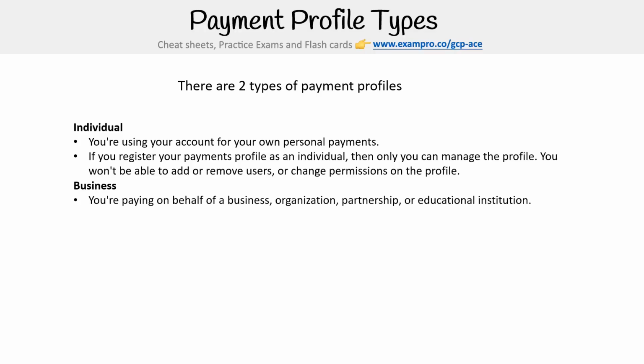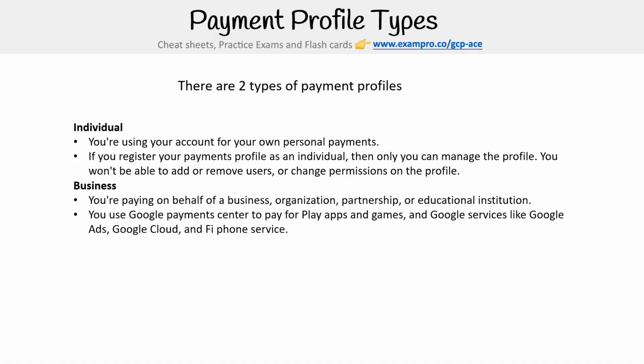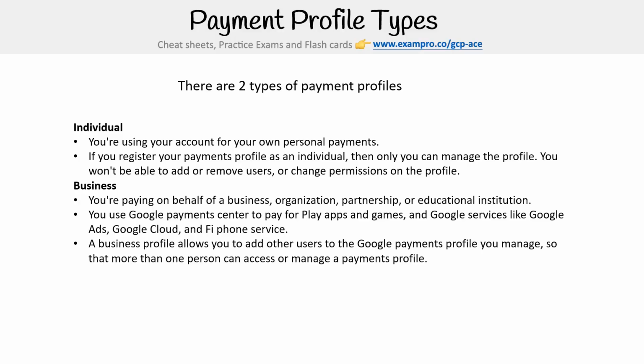And then we have business. You're paying on behalf of a business, organization, partnership, or educational institution. You use Google Payment Center to pay for Play apps, games, and Google services like Google Ads, Google Cloud, and phone service. A business profile allows you to add other users to a Google Payment profile you manage so that more than one person can access or manage payment profiles. All users added to a business profile can see the payment information on that profile. So there you go.